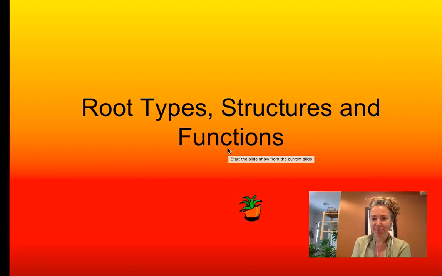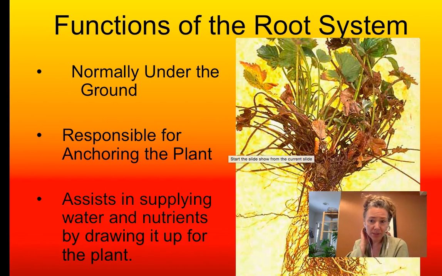Root types, functions, and structures. Let's take a look at what all roots have in common and also how they differ a little bit from each other. Most of you probably already know what a root does for a plant. Generally, we find roots under the ground. There are some exceptions we'll talk about called adventitious roots.